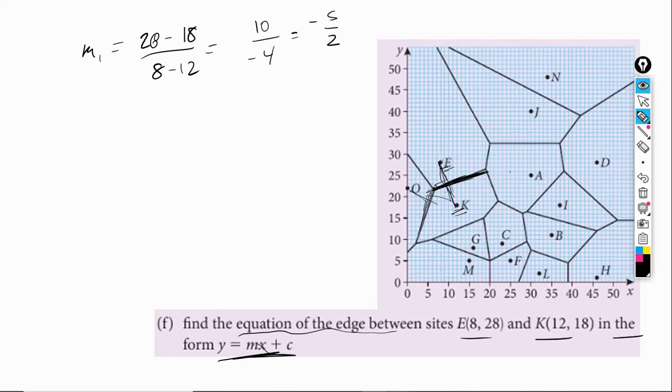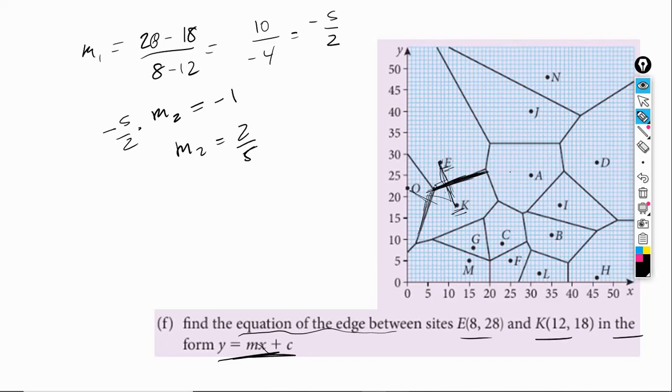Okay, so if this is the slope of the line between points E and K, the perpendicular to this, which is M2, remember this property: this is minus 5/2, and if I multiply it by the slope of the perpendicular, it should equal negative 1. So if you solve for M2, you're going to see that it is the opposite reciprocal, or the reciprocal with the opposite sign, and that's positive 2 over 5. So that's the slope.